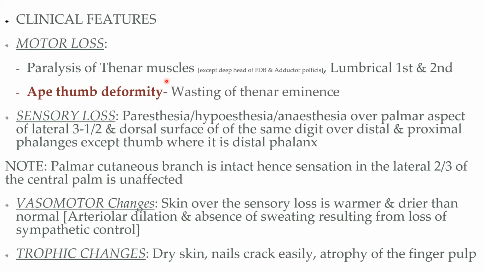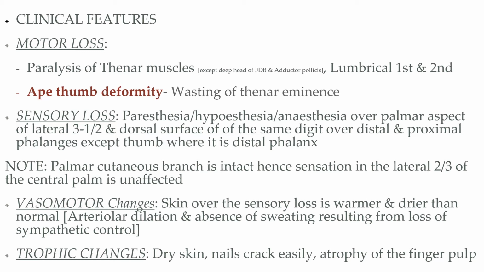The case will come with a characteristic deformity of the hand which is referred to as ape thumb deformity, in which, because of the paralysis of the thenar muscles, flattening of the thenar eminence will be seen. About the sensory loss, the patient will have paresthesia, hypesthesia, or anesthesia depending upon the degree of nerve compression.